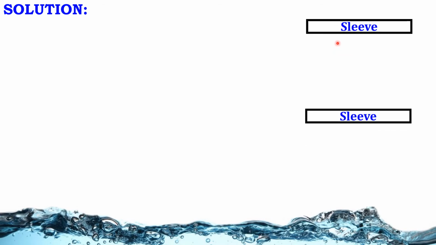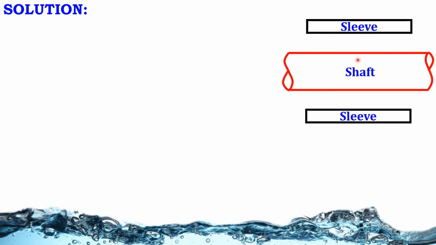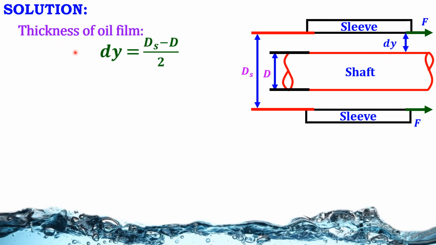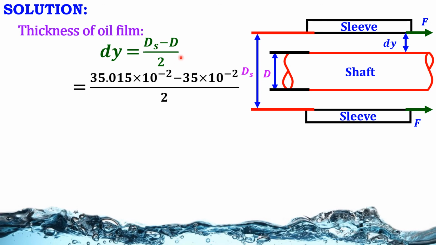Solution. First, we are going to draw the diagram of the shaft and sleeve assembly, where the shaft rotates inside the sleeve. The diameter of the sleeve is ds, the diameter of the shaft is d, the distance between the shaft and the sleeve is dy, and there is a force F acting on the shaft and sleeve assembly. First, we are going to find the thickness of the oil film, where dy is equal to ds minus d divided by 2.